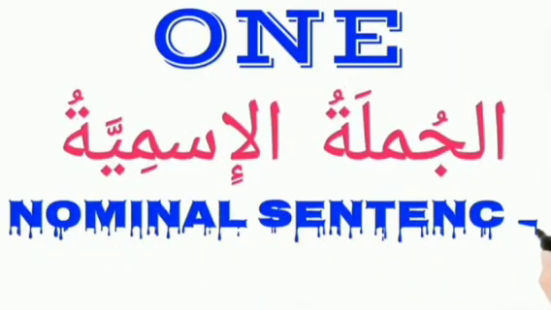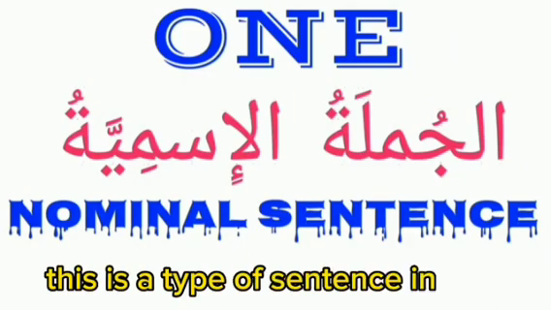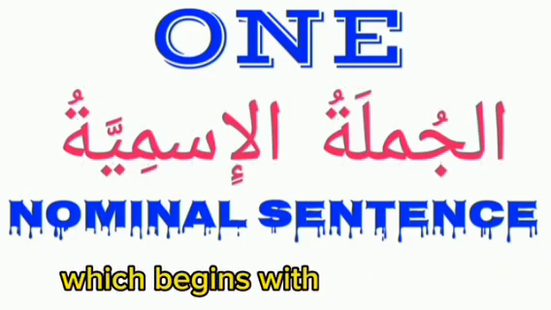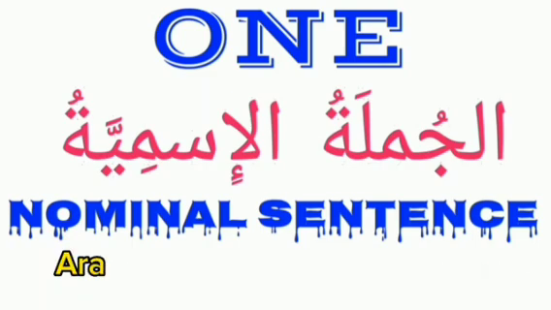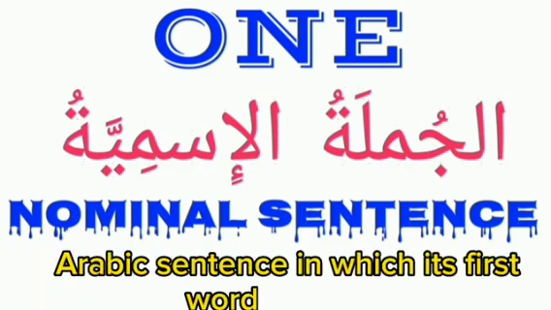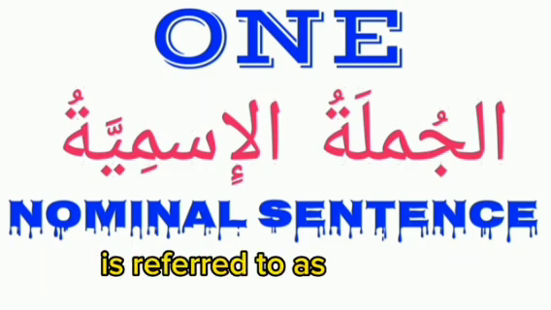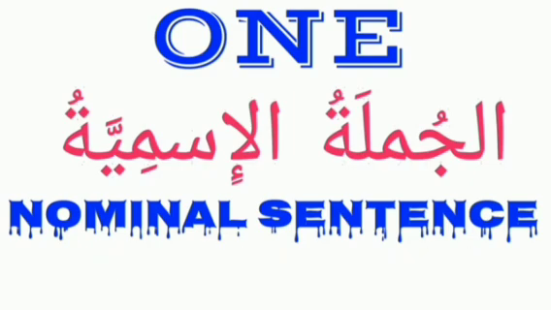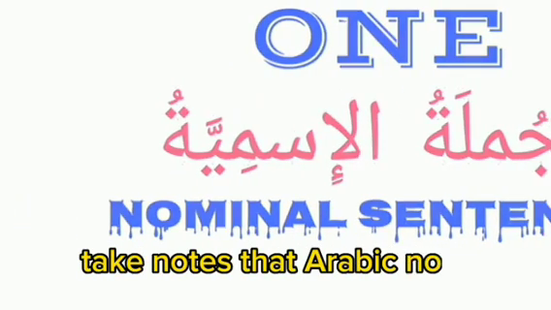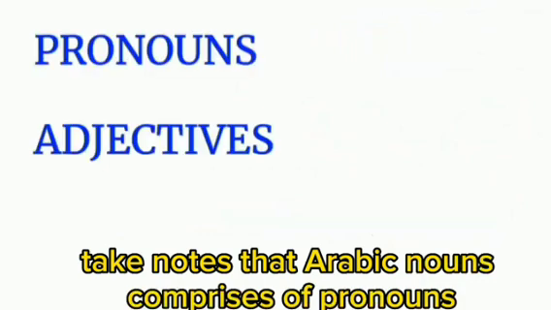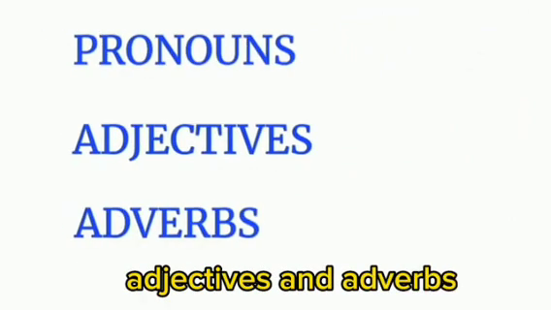Al-Jumlatul Ismiya, or the noun or nominal sentence. This is a type of sentence in Arabic which begins with a noun, that is, an Arabic sentence in which its first word is a noun is referred to as a nominal sentence. Take note that Arabic nouns comprise pronouns, adjectives, and adverbs.